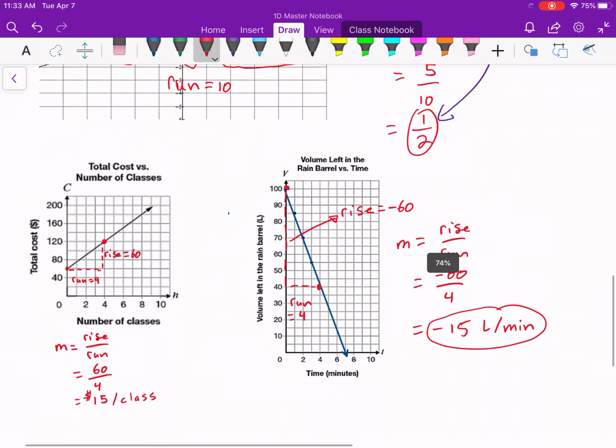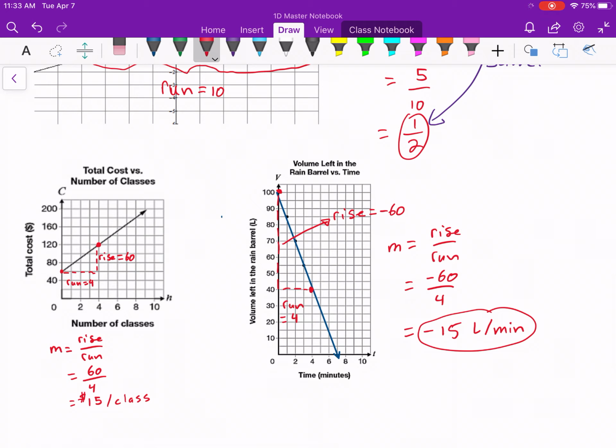So, as you can see, we can get some really good information about a relationship from looking at the rate of change or the slope. So that's definitely something that we're going to be coming back to again and again and again over the next little while. So you really should aim to get a good handle on how this works.